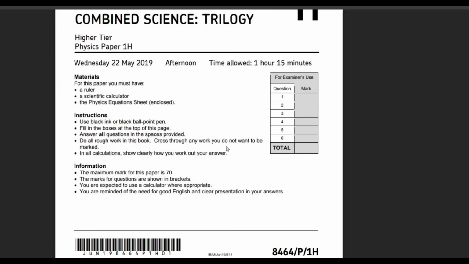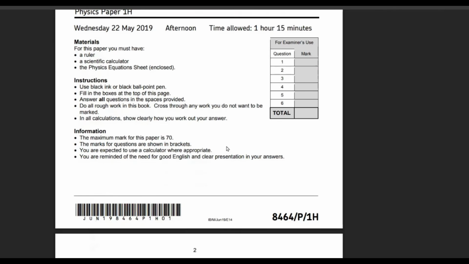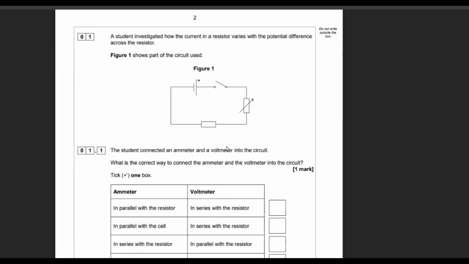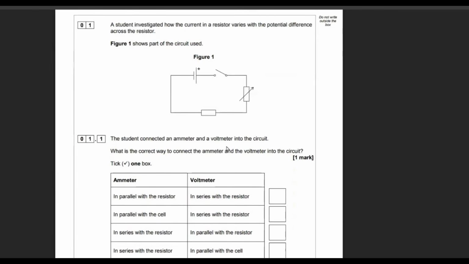It's just if you're a combined scientist doing the triple GCSE papers, while useful, roughly 20% of that is not going to come up. Anyway, what I suggest you do is press pause at the start of each question, grab a pen, grab some paper, get your calculator, it's physics, and have a go at the question, and then unpause and I'll do the explanation. Let's go. All right, question 1.